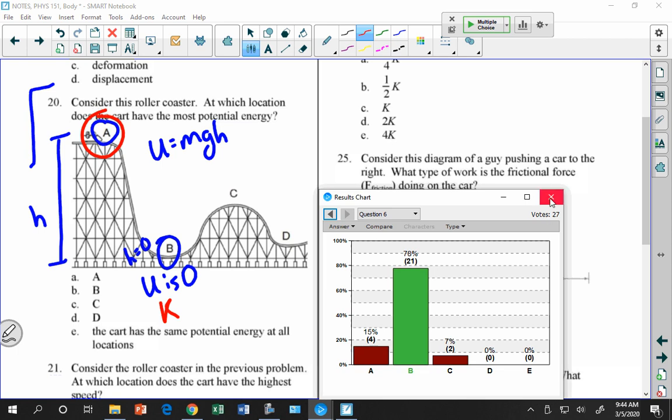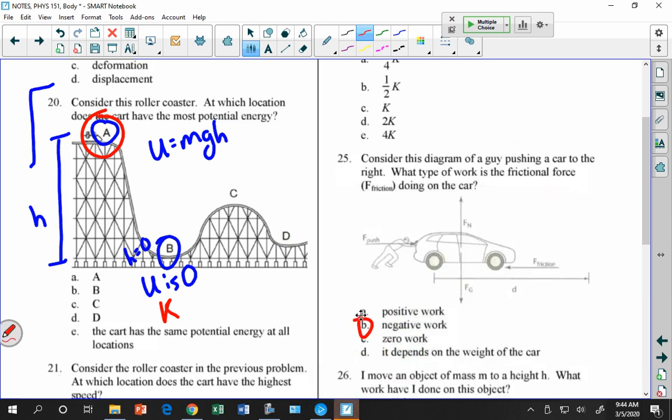Good. B is right. It's B, negative work, because the frictional force is in this direction, but the displacement is in that direction. So remember with work, if the force and the displacement are in opposite directions, that means the force is taking energy away from the object. That means it's doing negative work. If they're in the same direction, that means the force is giving energy to the object, it's causing it to speed up, and that's doing positive work.